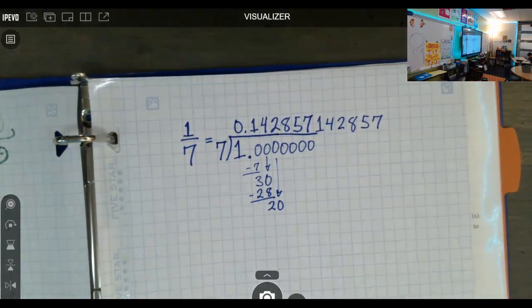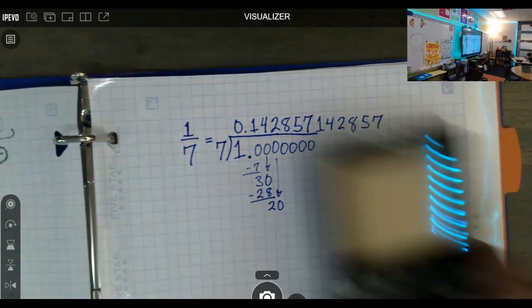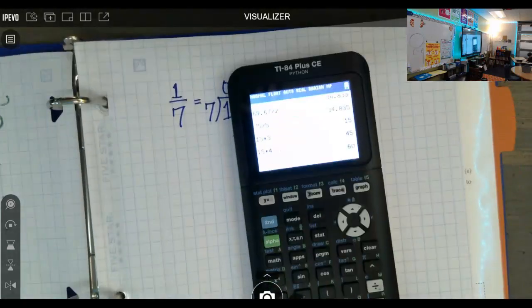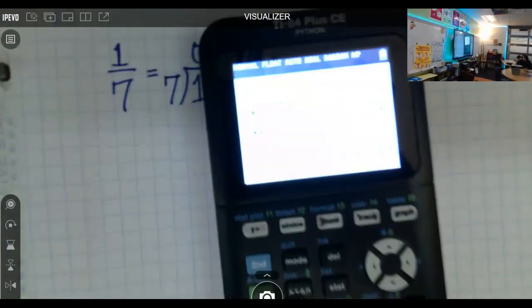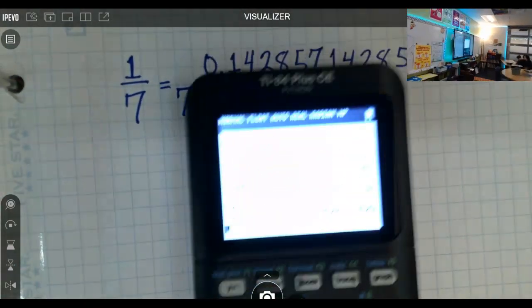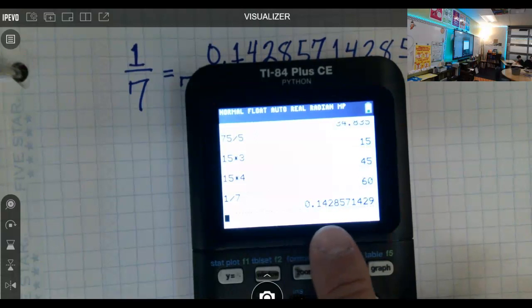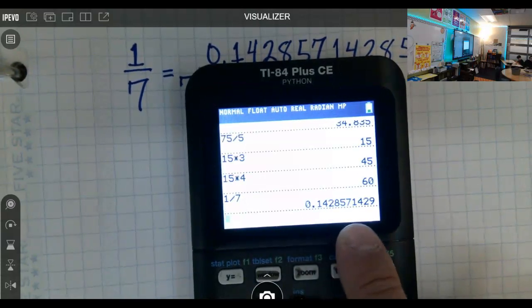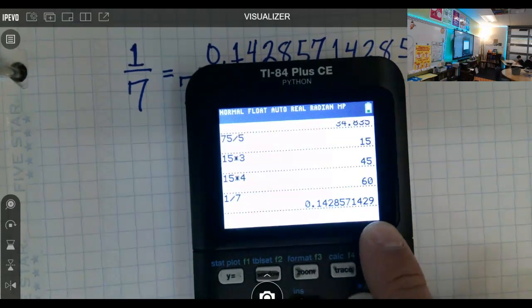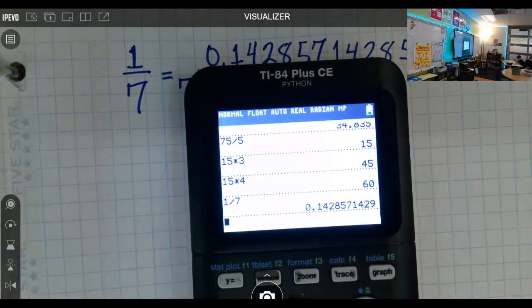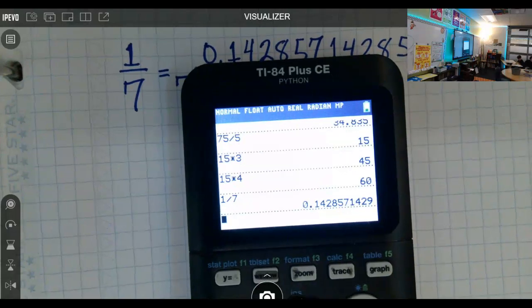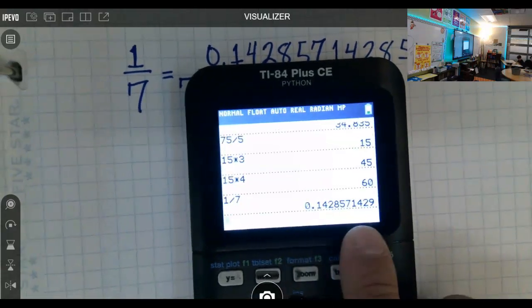Now hold on, I need to remind you of something very disappointing. Your calculator is stupid. Guys, your calculator is stupid. I'm going to say this a lot of times this year. 1, 4, 2, 8, 5, 7. 1, 4, 2. This 9 is a lie. Remember, this is why I got mad that you were using your calculator. It's going to lie to you.